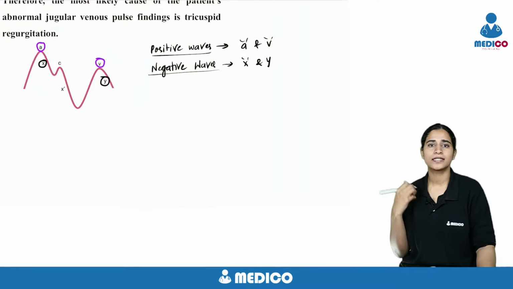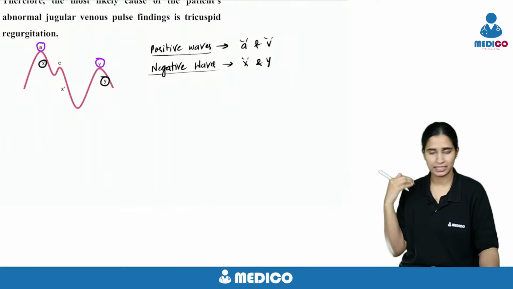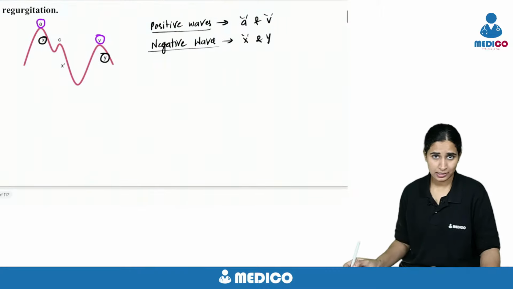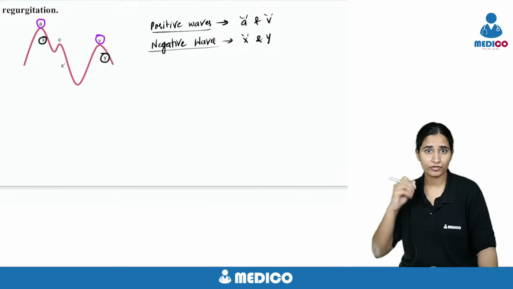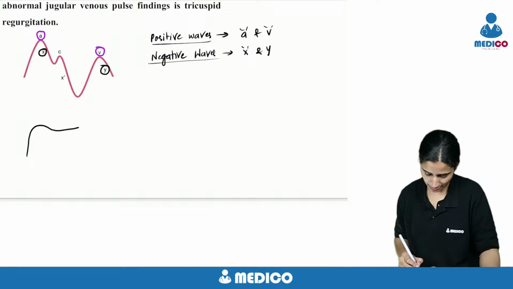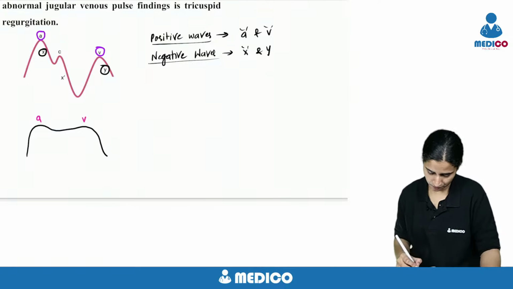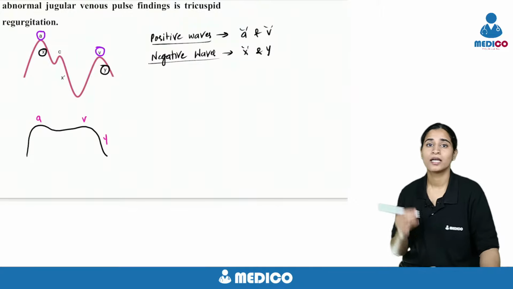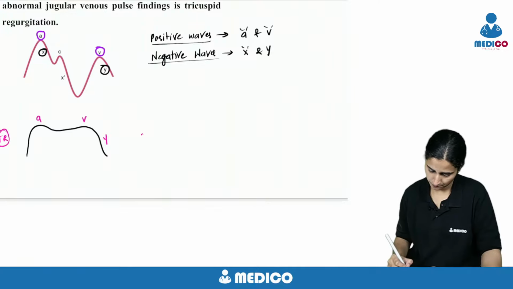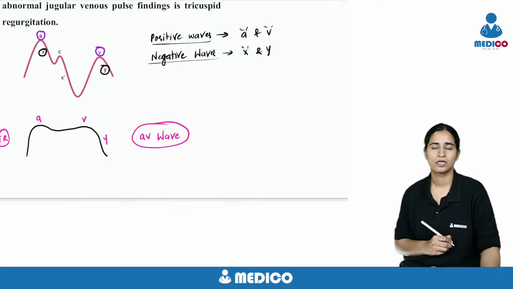I was telling you that for positive waves, any abnormality is an endomyocardial disorder. For negative waves, any abnormality is a pericardial disorder. And in tricuspid regurgitation, there is a V wave without X descent. So how can we draw that? There is an A wave and directly a V wave and Y descent. A wave, V wave, Y descent. This is how a JVP wave in tricuspid regurgitation will look. We call it an AV wave. Got me?